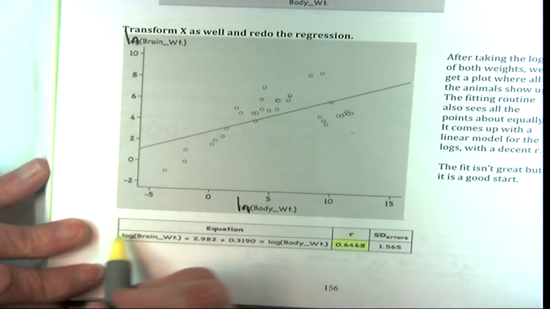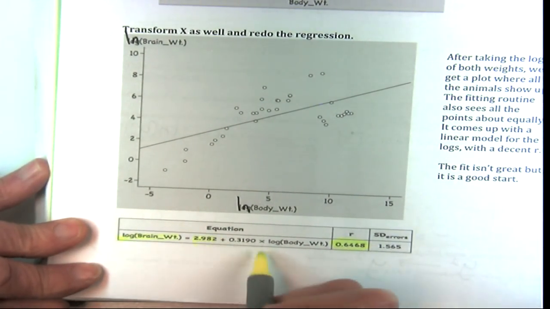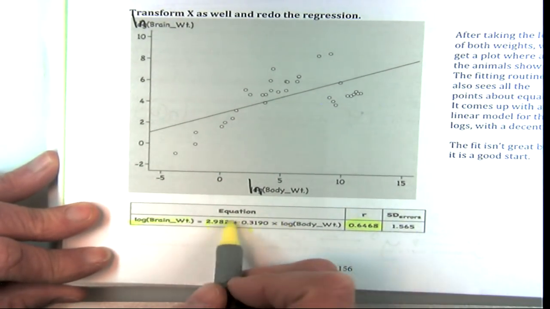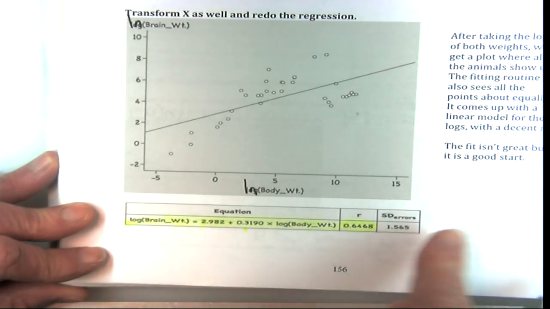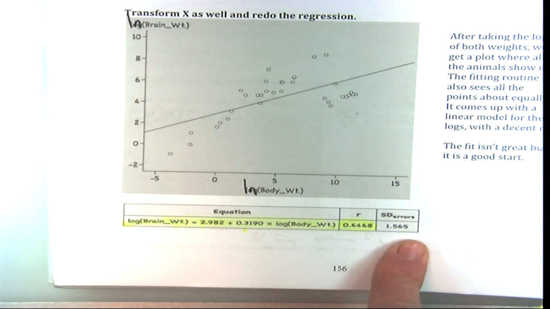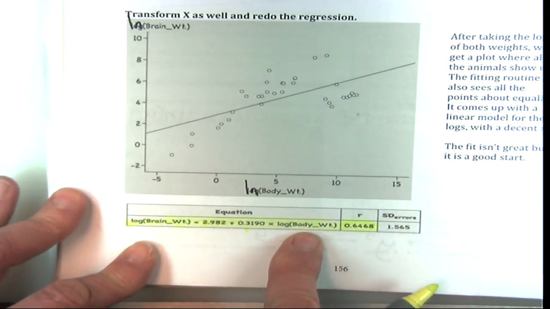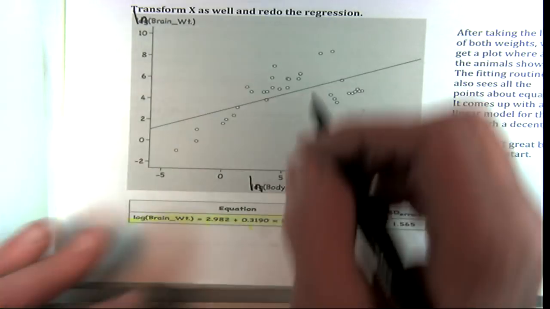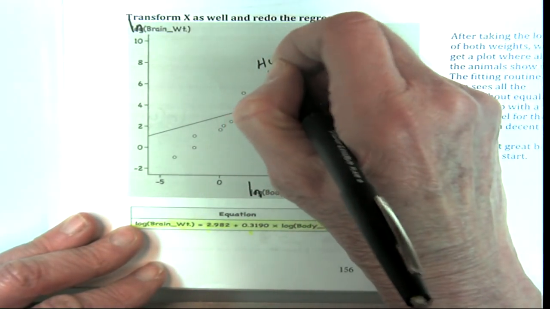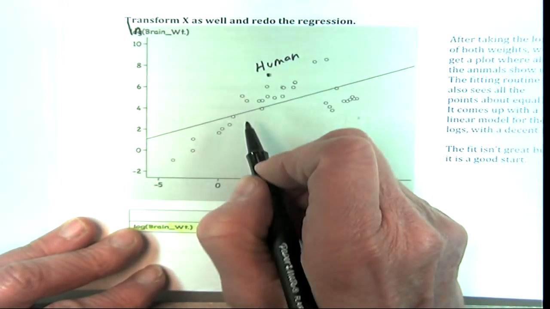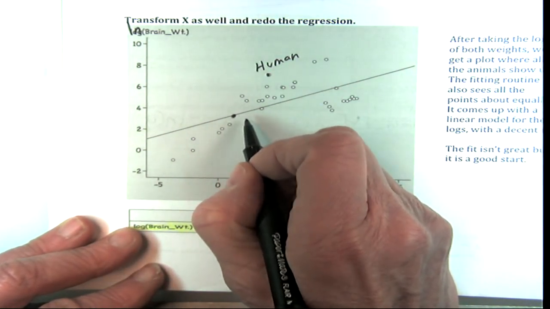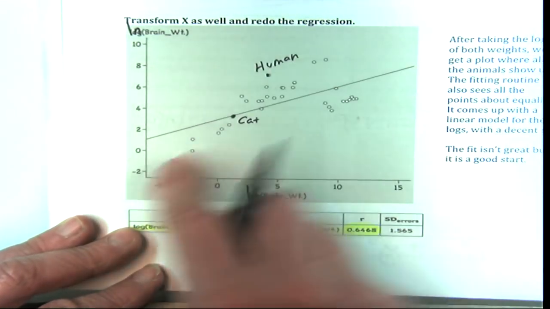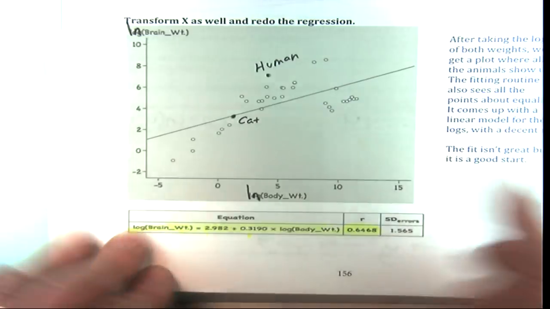We have a linear equation. In logs, the log of the brain weight is equal to about 3 plus, here's our slope, times the log of the body weight. So here's our linear equation, and here's our standard deviation of the errors. All right, so now let's work with this linear equation and make predictions. It's still not great. We saw the human has a pretty big residual. There's a really nice fit right here for the cat. But the dinosaurs aren't doing great, and these elephants aren't doing great. But right in the middle does pretty good.